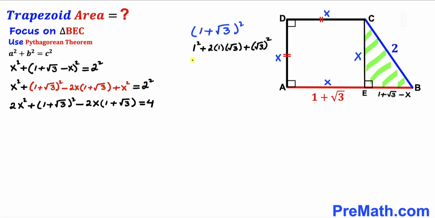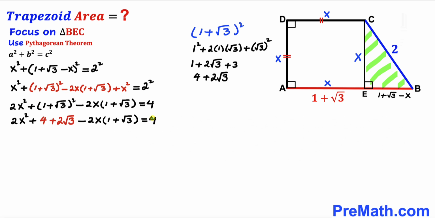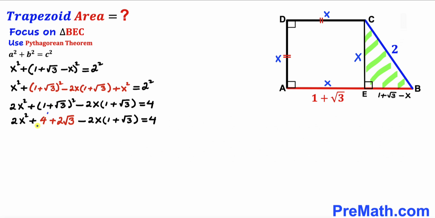Let's simplify. That's going to give us 1 plus 2 times square root of 3 plus 3. Let's add these two numbers. That is going to give us 4 plus 2 times square root of 3. Now we can see this (1 plus square root of 3) whole square turns out to be equal to 4 plus 2 times square root of 3. As you can see in this next step, I have replaced this whole thing by this one. Now we can see this 4 and this 4 on the right hand side, they cancel each other out.